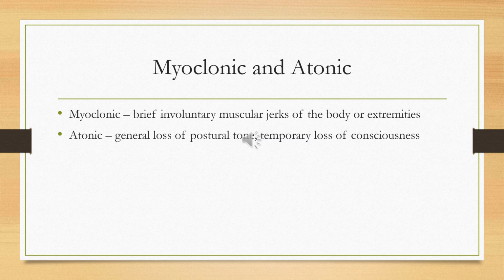Okay, we have a couple other generalized seizures as well, the myoclonic and atonic type seizures. With myoclonic seizures, they're going to have just some brief muscle jerking with their body or extremities, whereas with the atonic, it's generalized loss of postural muscle tone. So if you think about that, they're just really going to go limp. If they lose all their postural tone and they're standing or sitting, they're just going to fall over, likely because they're going to lose all tone in their body and just go limp and fall over.